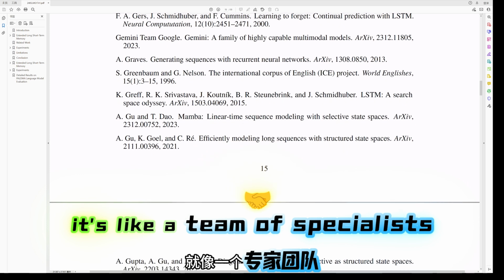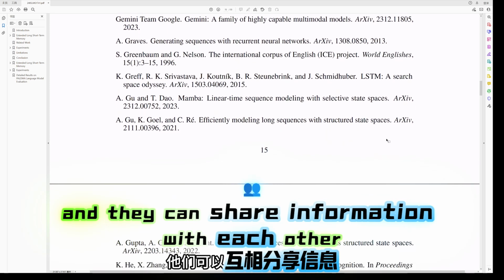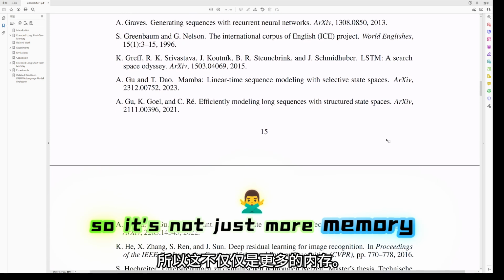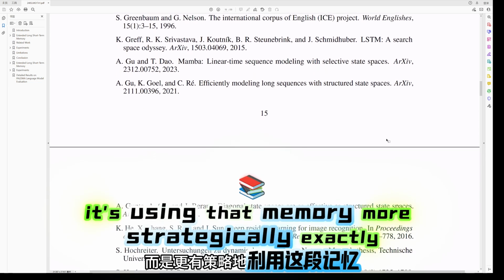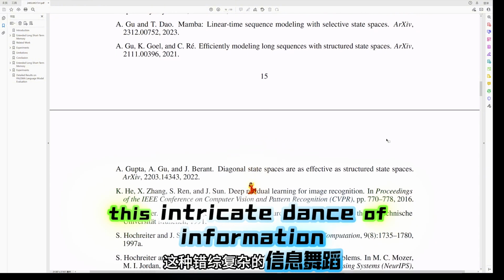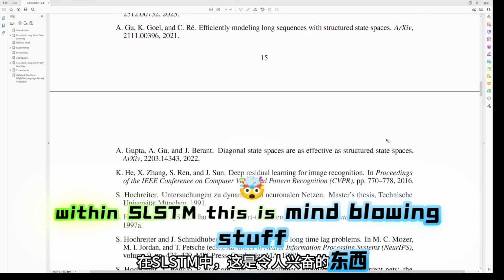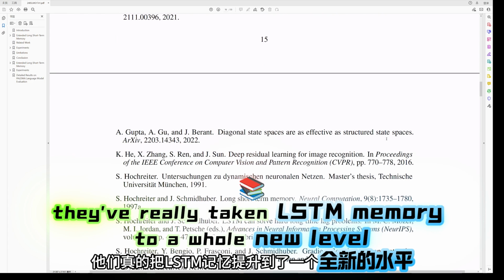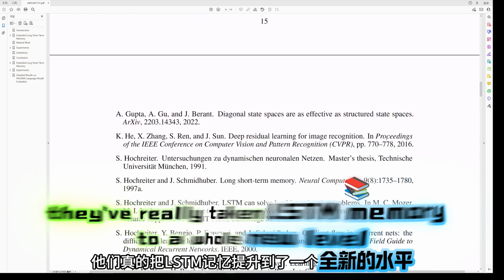It's like a team of specialists, each with their own expertise, and they can share information with each other. So it's not just more memory, it's using that memory more strategically. Exactly. The formulas in the research really show this intricate dance of information within sLSTM. This is mind-blowing stuff. They've really taken LSTM memory to a whole new level.